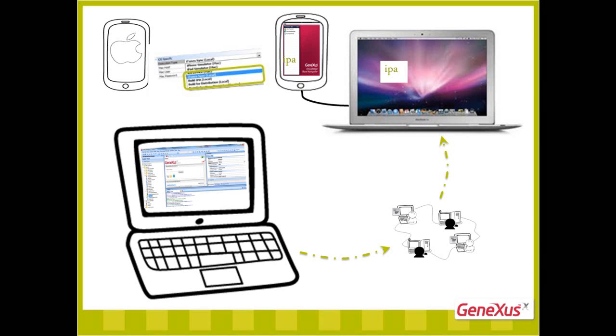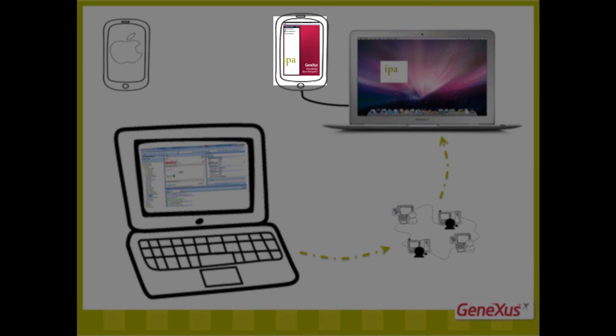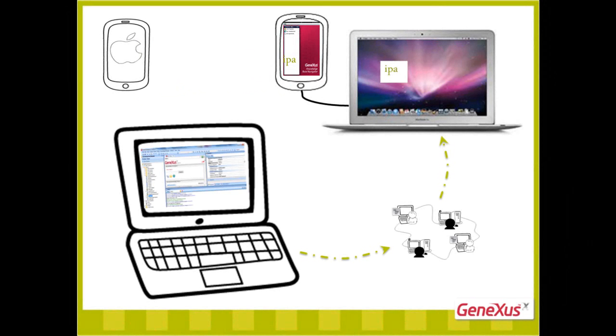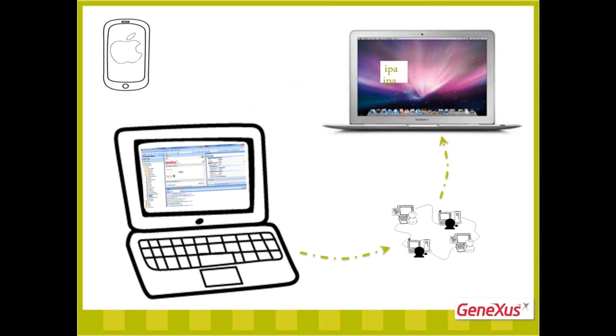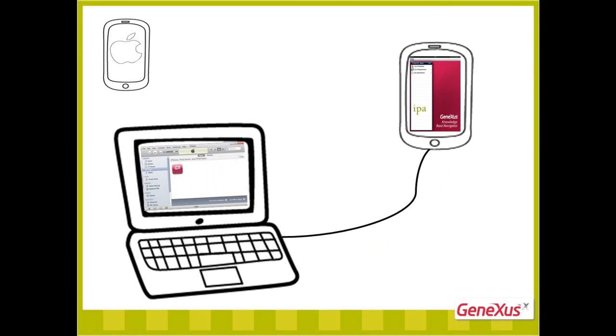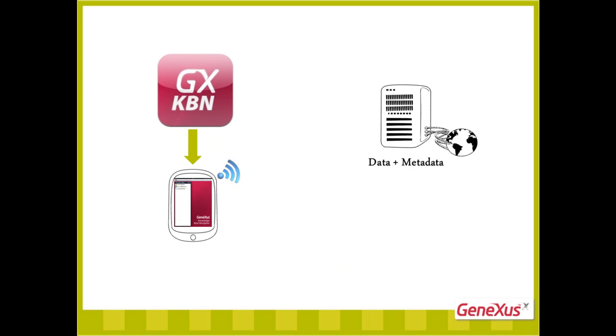Another option allows, in the case of having a device connected to the Mac, the signature installed on the Mac and the device being authorized, the compilation of the package with an APK extension for installing it on the device in order to execute the application. There are also options for compiling the APK package and compiling it again to the development computer so it may be installed on the device using iTunes. Even in cases where a Mac is not available, it is possible to execute the application anyway by using the KBN, Knowledge Base Navigator, that we've seen in other videos.